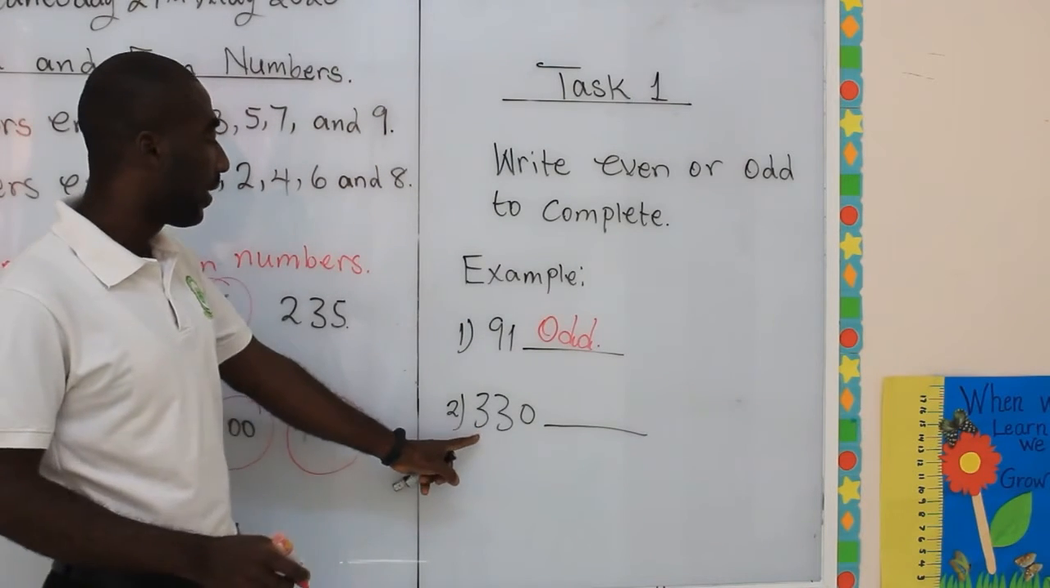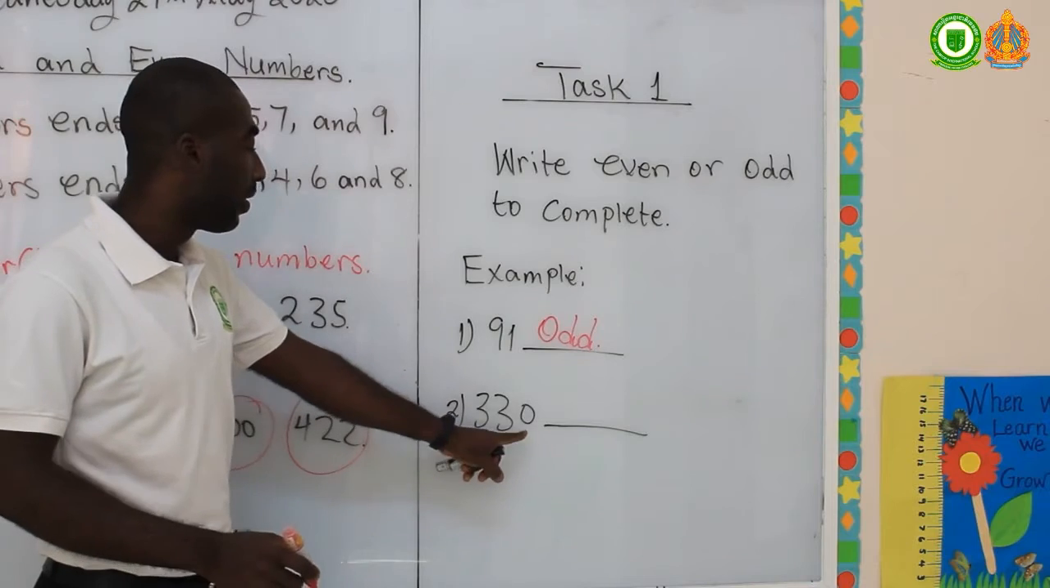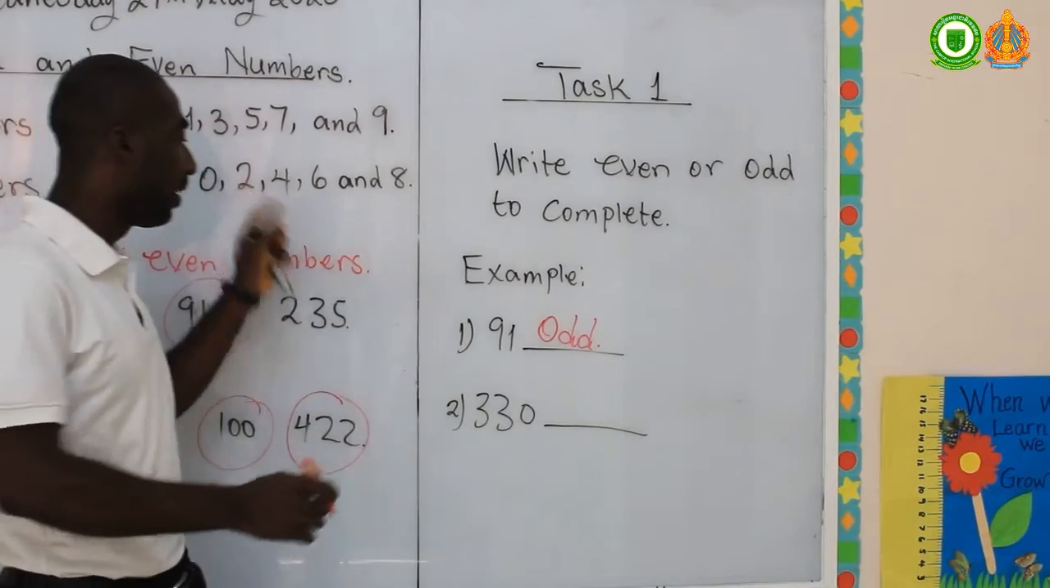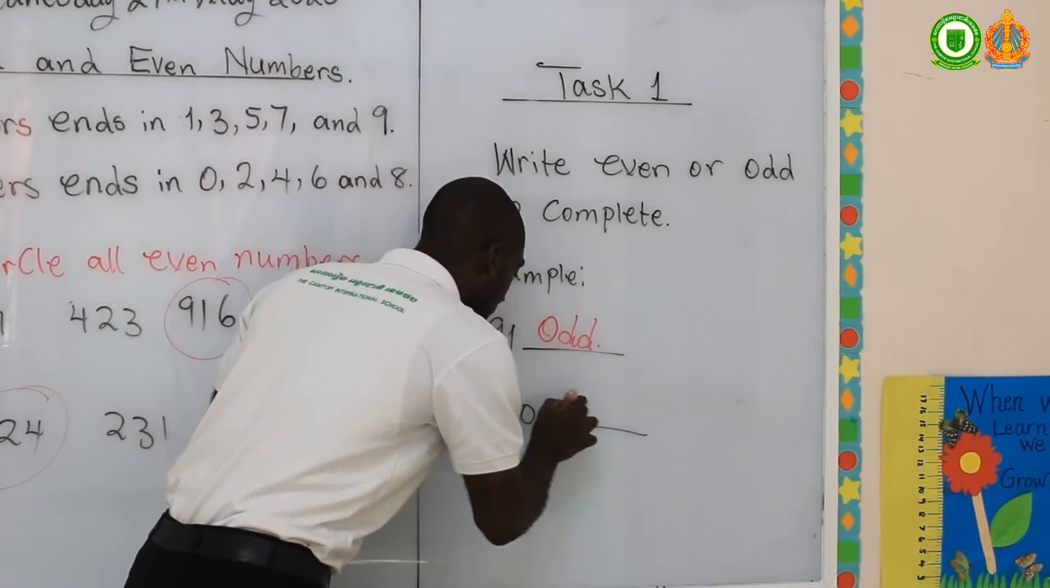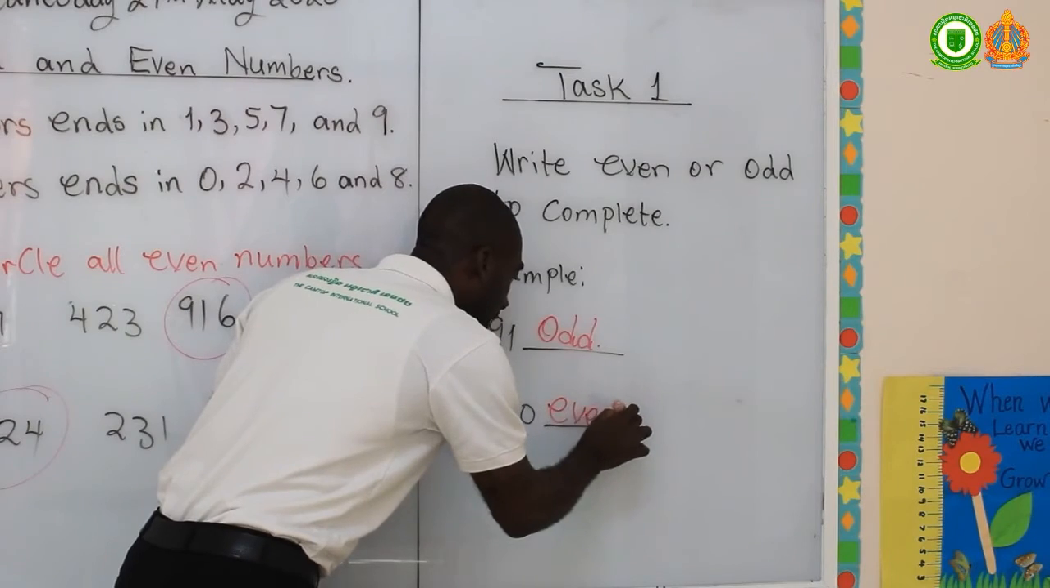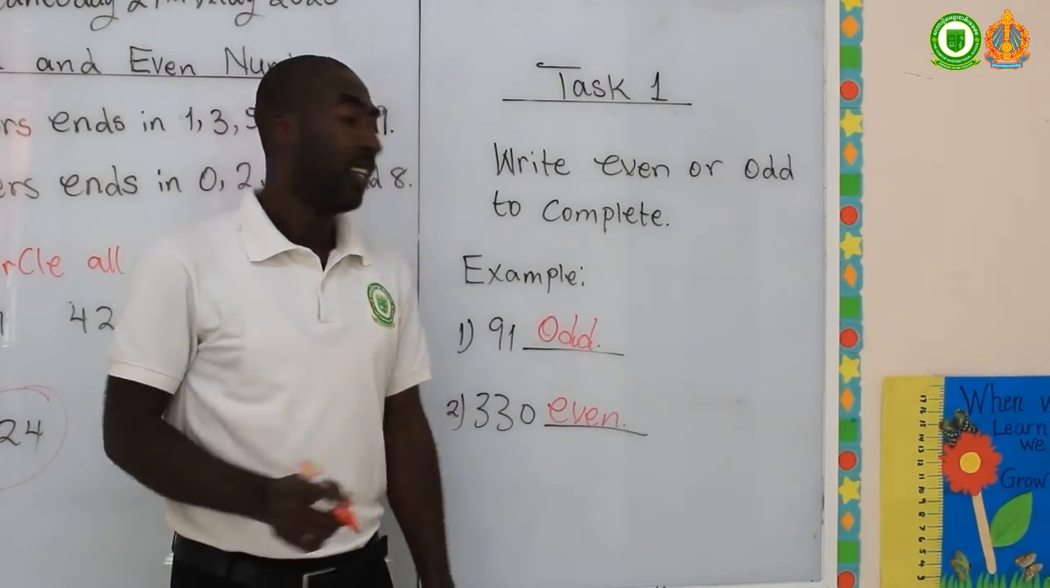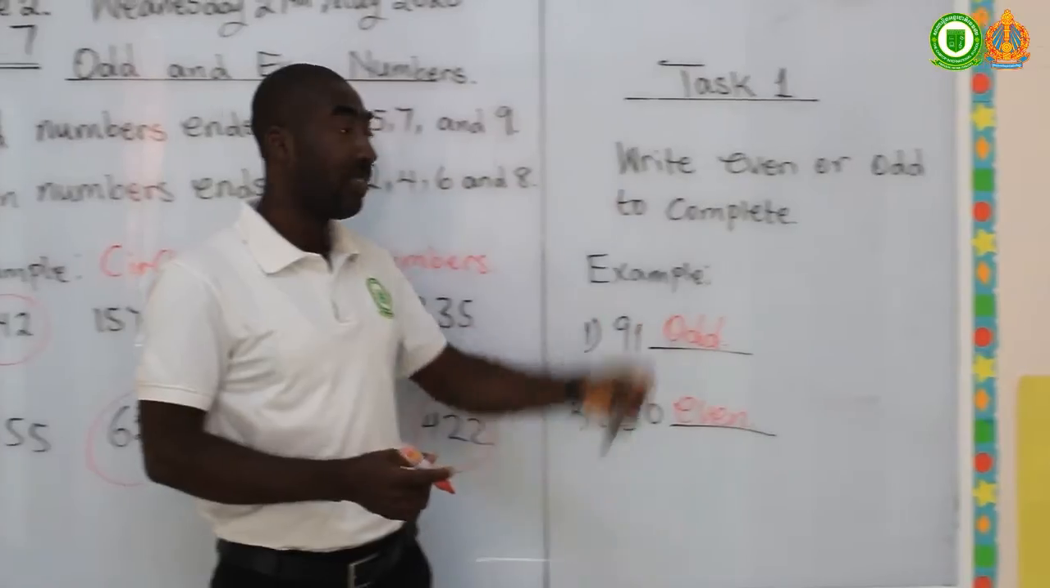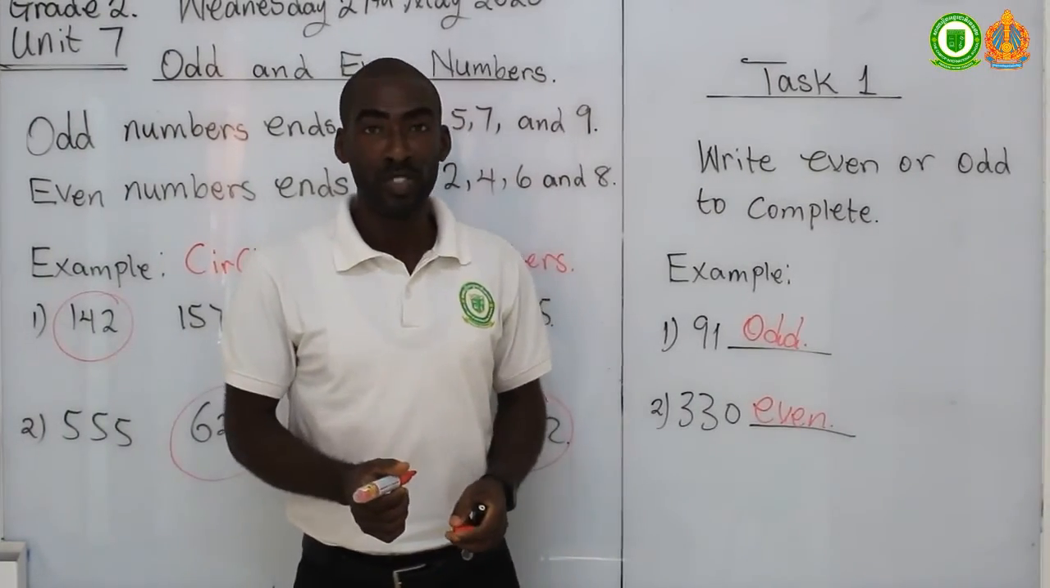We have 330, so we have 0 which is even. So what we have to do is we have to put even there. So you do the rest for your activities and then you send for me to check.